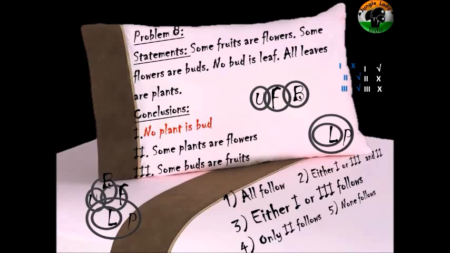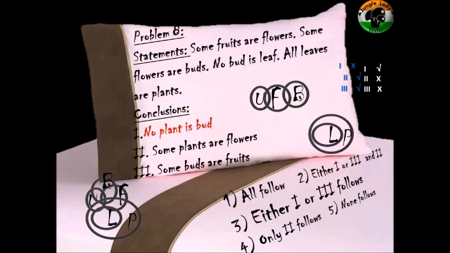Now you see whether either or conclusion is possible. No, either or conclusion is not possible. Why? Because if you observe the conclusion, there is no two words related. For example, in conclusion 1, plant and bud. In conclusion 2, plant and flower. Conclusion 3, bud and fruit. All the two words are different. All the two entities are different. So either or conclusion is compulsorily not possible with this kind of conclusions, right?